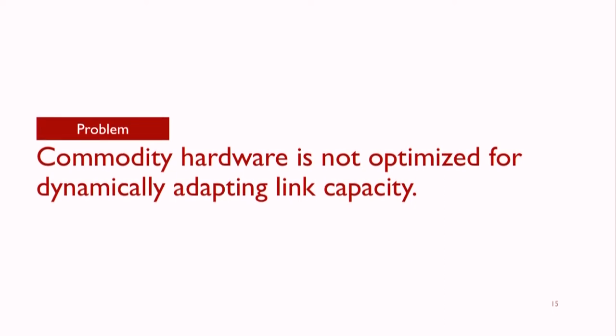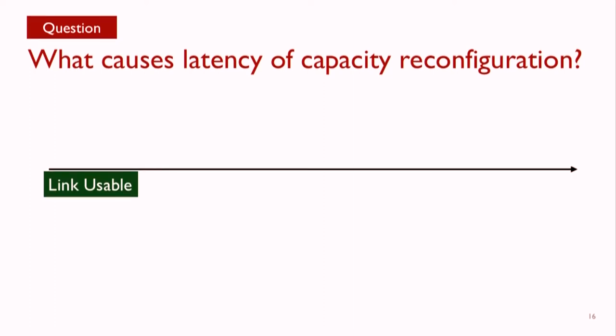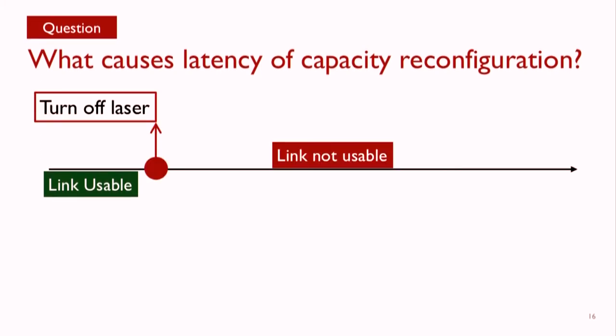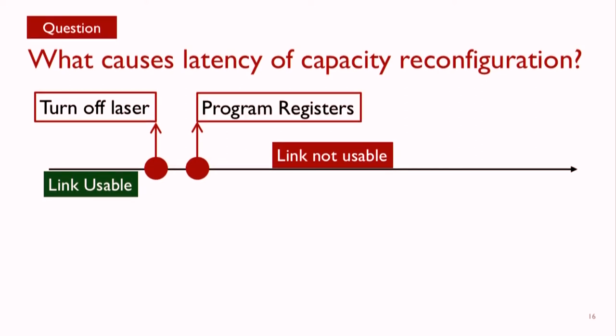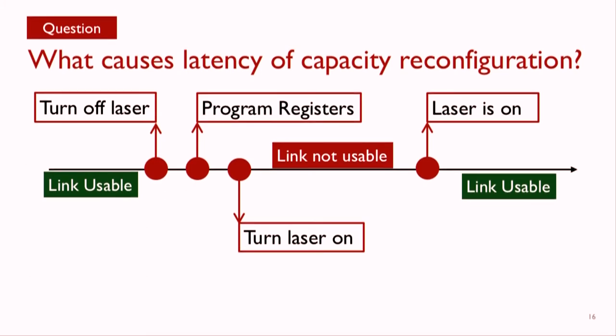So we ask ourselves, what is the cause of this latency in capacity reconfiguration? And I'm going to show you the process in which capacity reconfig happens. So here on this axis, I'm representing time, and I initially start with that port that I was showing you on the switch that's usable, so I can push traffic on this port. When I decide to initiate the process of modulation change, the first thing that the BVT does is that it turns the laser off. As soon as the laser is turned off, the link is not usable, it cannot carry any traffic anymore. It then goes ahead and programs the registers, saying, I want to change the modulation format. It turns the laser back on, and it takes that long for the laser to come back up, and then the link is usable again.